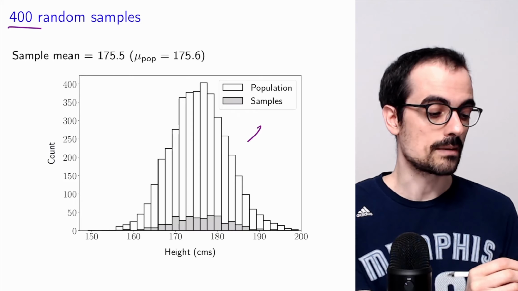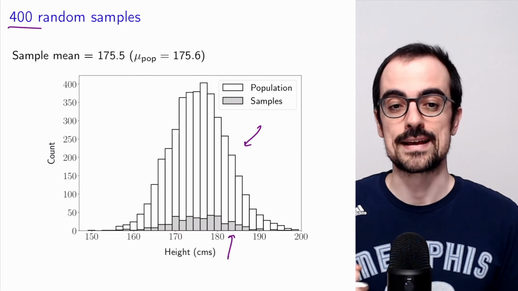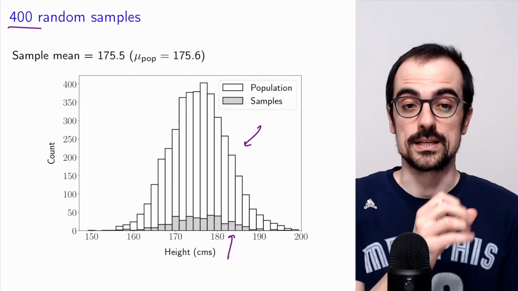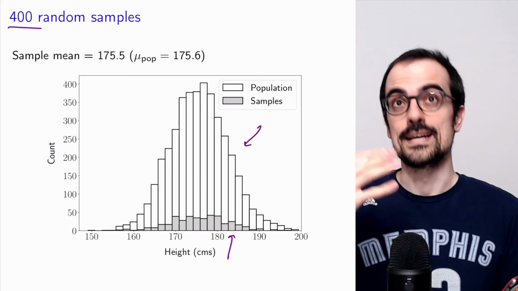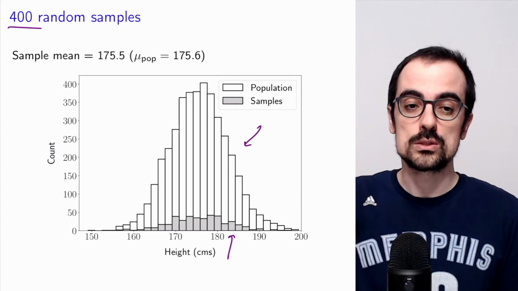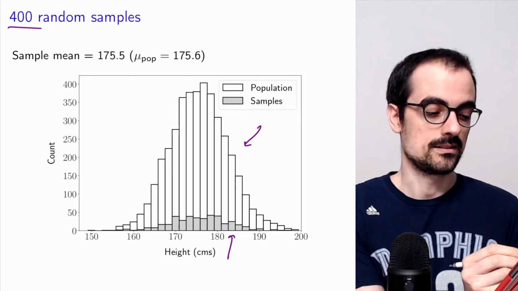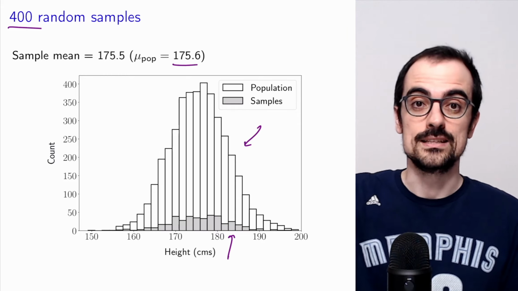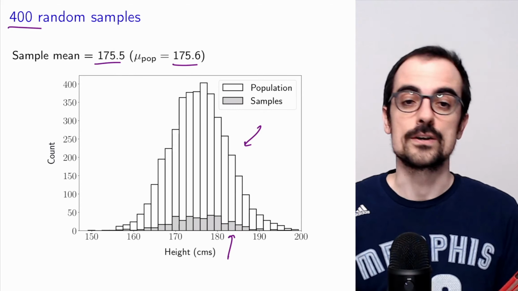Here you see the histogram of the whole population in white and the histogram of our samples in gray. And our hope is that the estimator computed just from the gray samples will approximate the quantity that would have been computed with all of the samples using the white histogram. In this case, the quantity we're interested in is the population mean, which is the mean of the height in this population. And here our sample mean produces a very good estimate.